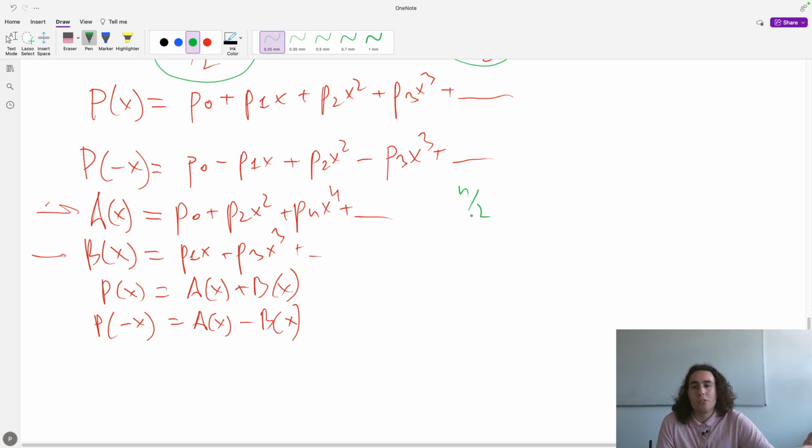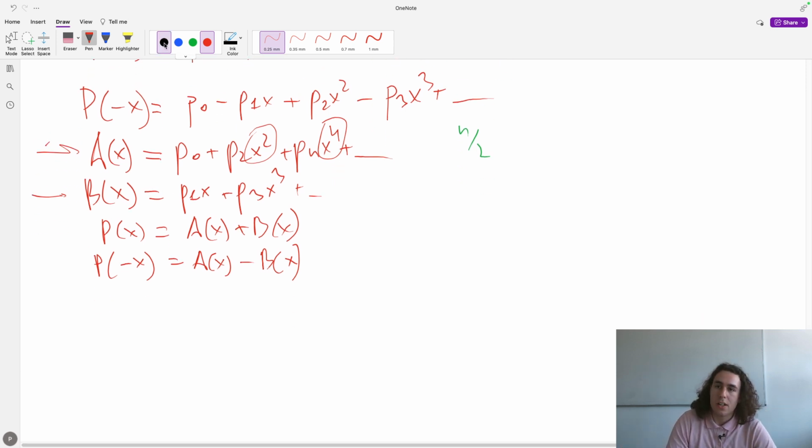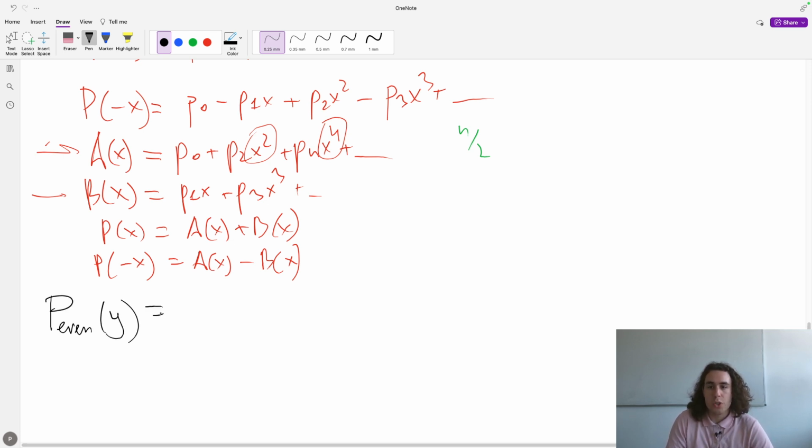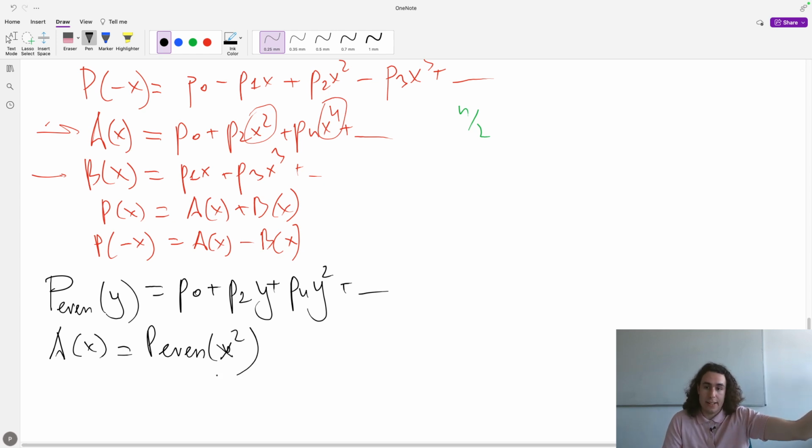So we would like the power to also be n half. But it's easy to do, right? You can see that all the powers here are even, so you can think about this polynomial as a polynomial of x squared, right? So let's write a different polynomial. We'll call this polynomial p even of y, which will have the same coefficients as here, but the powers are going to grow one by one, not by two, right? So it's p0 plus p2y plus p4y squared and so on, right? And then we know that a of x is just p even of x squared, right? We put x squared and then it grows like that.